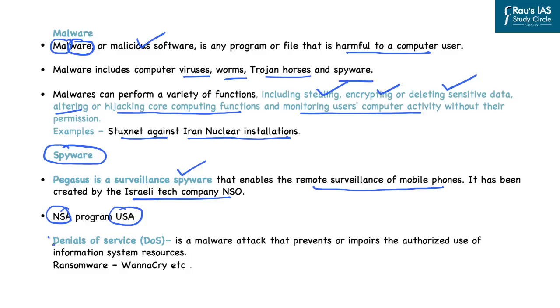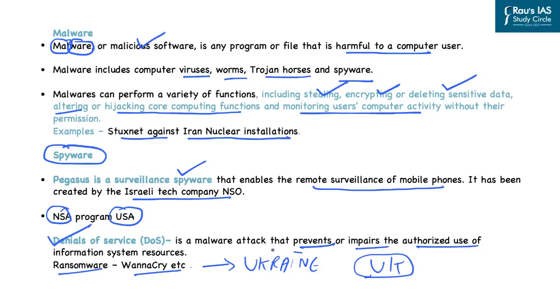Then there is denial of service, that is also a kind of malware attack. This basically prevents or impairs the authorized use of information system. For example, ransomware and WannaCry, which was utilized in case of Ukraine and UK's National Health Services. It was used as a ransomware, because it installs a software in the computer systems which asks for a payment of certain amount, and only then the user can access that particular computer. So basically, WannaCry was a kind of ransomware that was utilized to stop or cripple the Ukraine as well as United Kingdom's National Health Services.